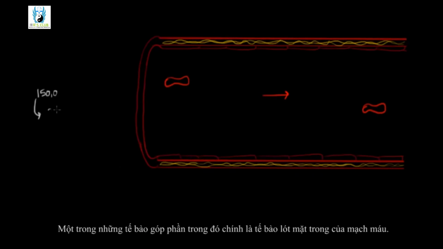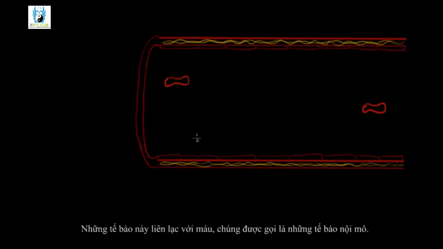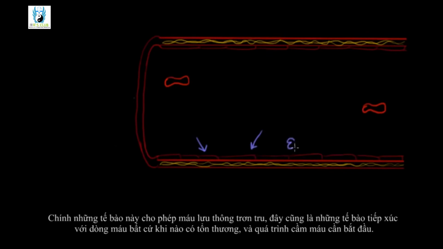And one of the cells that helps with this are the cells that line the inner wall of the blood vessel, the cells that communicate with the blood. These cells are called endothelial cells. And it's these cells that allow the blood to flow smoothly, and these are the cells that communicate with the blood whenever there's been an injury and hemostasis needs to begin.